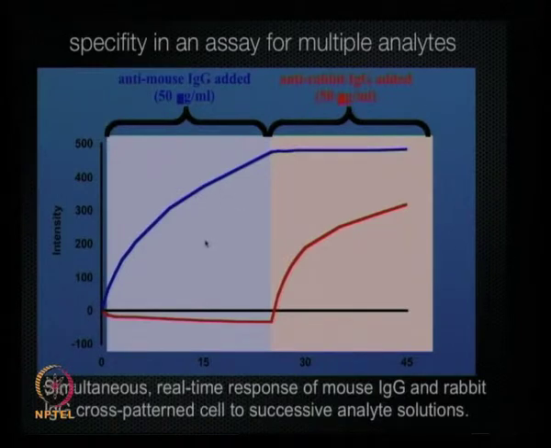So to show specificity, here's our example now. Now we have the names for the analytes. This is a mouse IgG on one analyte. The other one is a rabbit IgG. So when we introduce anti-mouse IgG, you can see the increase in signal in one of the spots, but not in the other spot, the red versus the blue. And then at this point, we introduce anti-rabbit IgG, in which case the second spot increased, but the first one just remained constant.